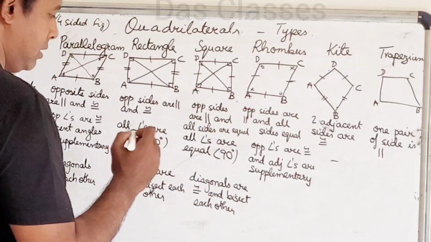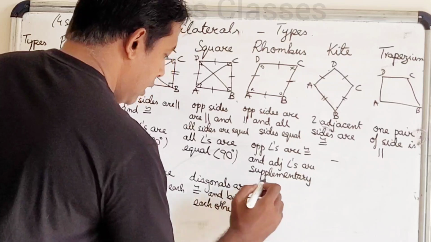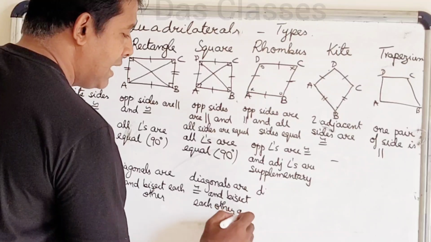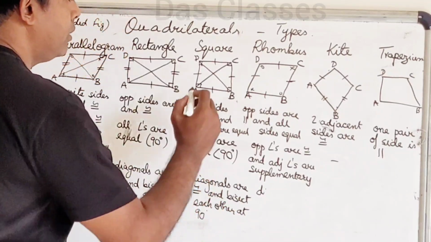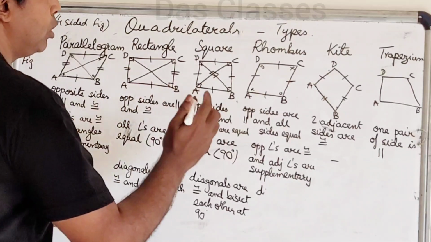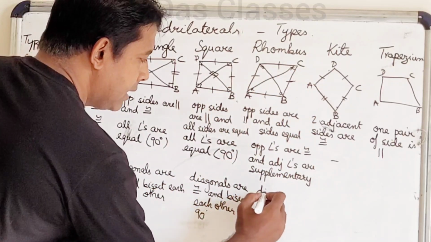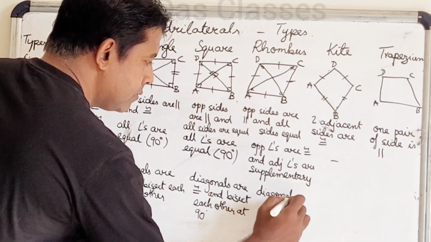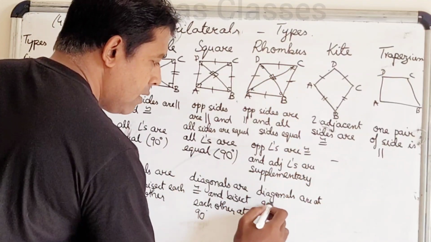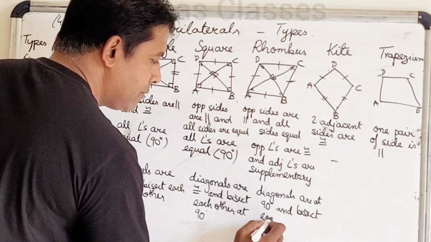Now, what do I mean by bisect? We'll take an example to understand it. In the case of rhombus, another important thing is diagonals bisect each other at 90 degrees. Very important thing: in case of rhombus, the diagonals are at 90 degrees, means the intersection is going to be 90 degrees, and they bisect each other.